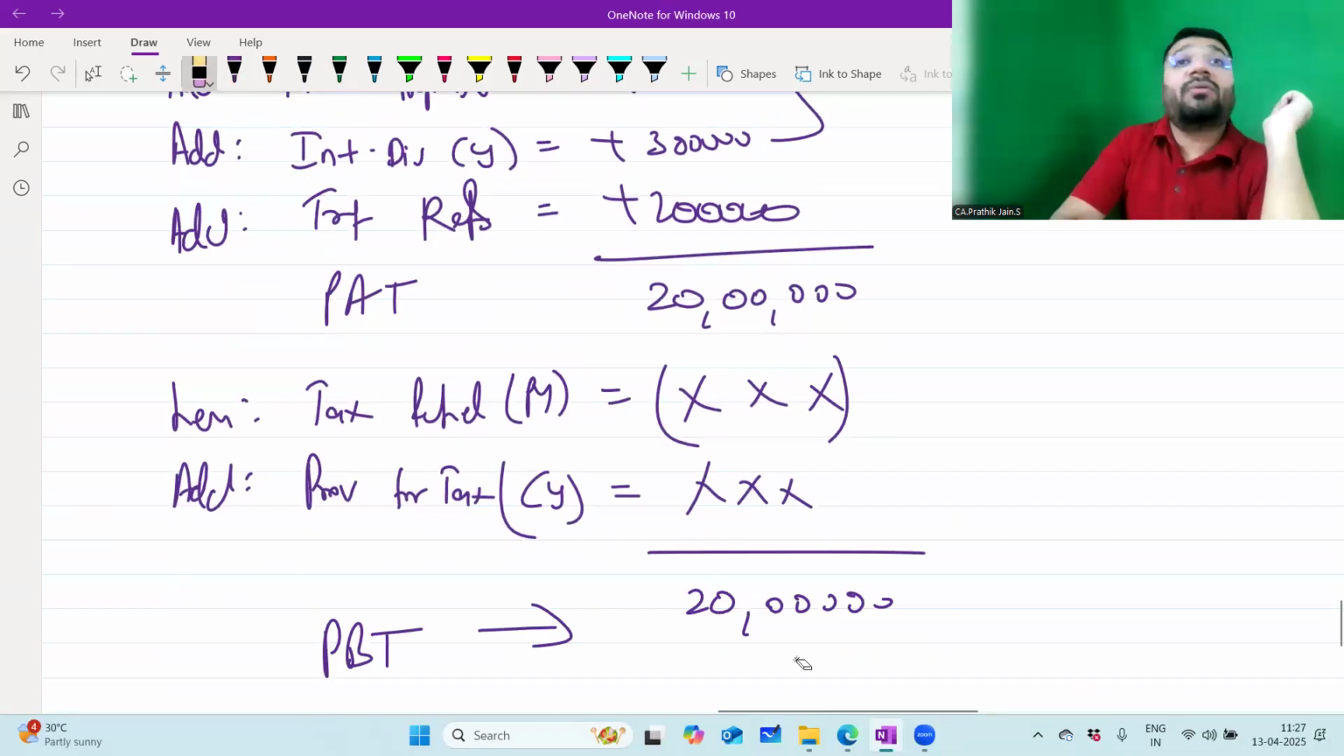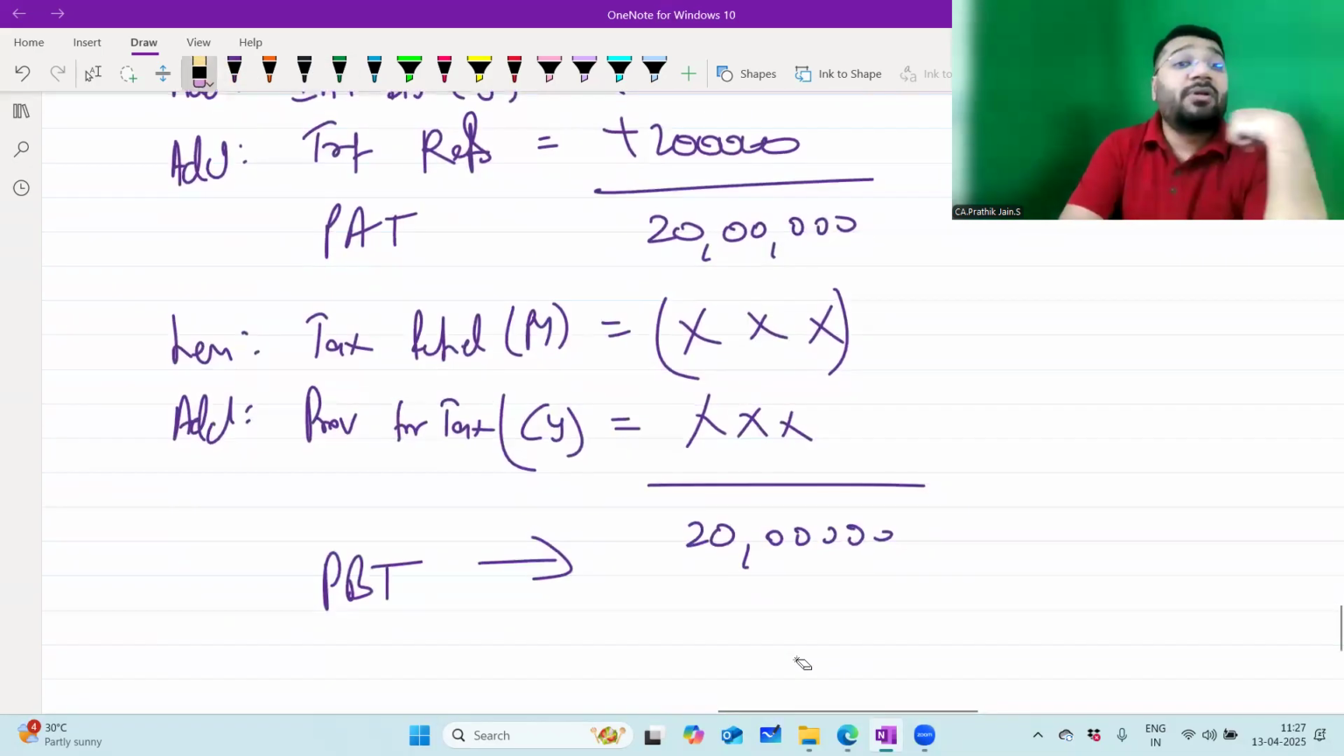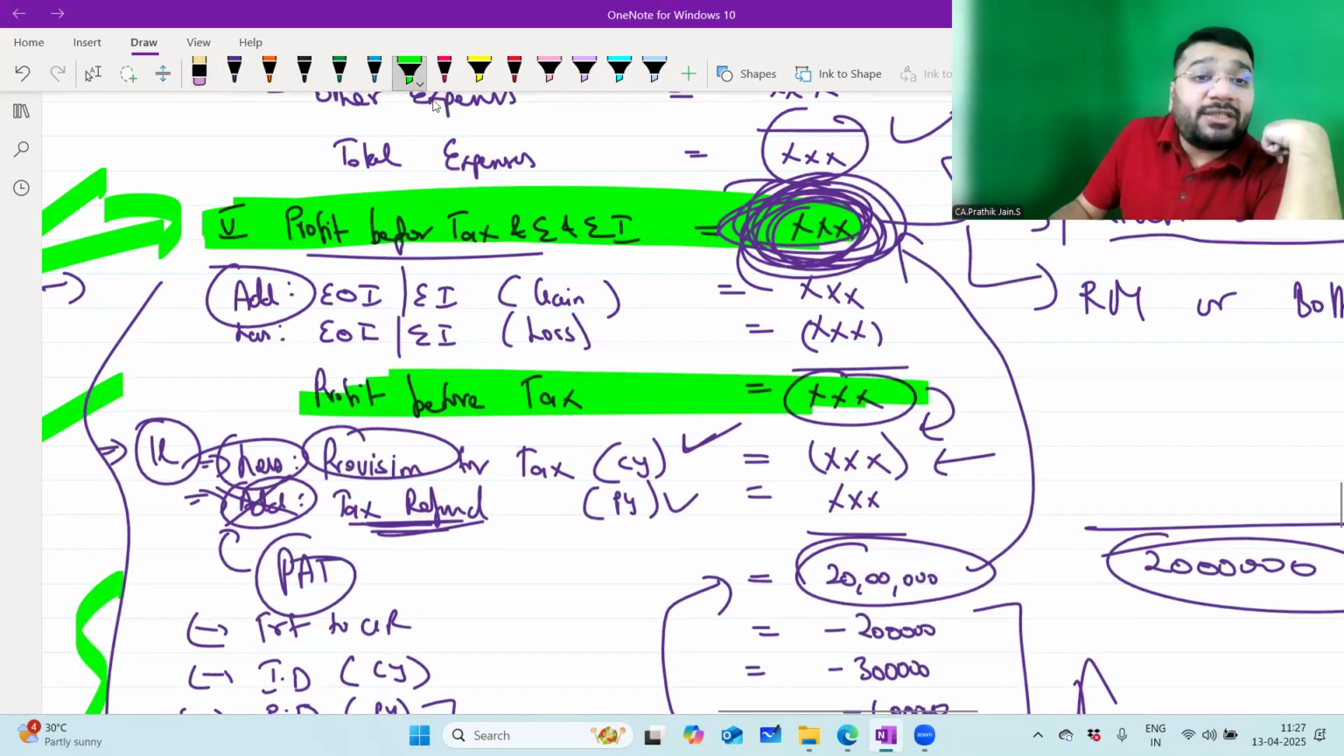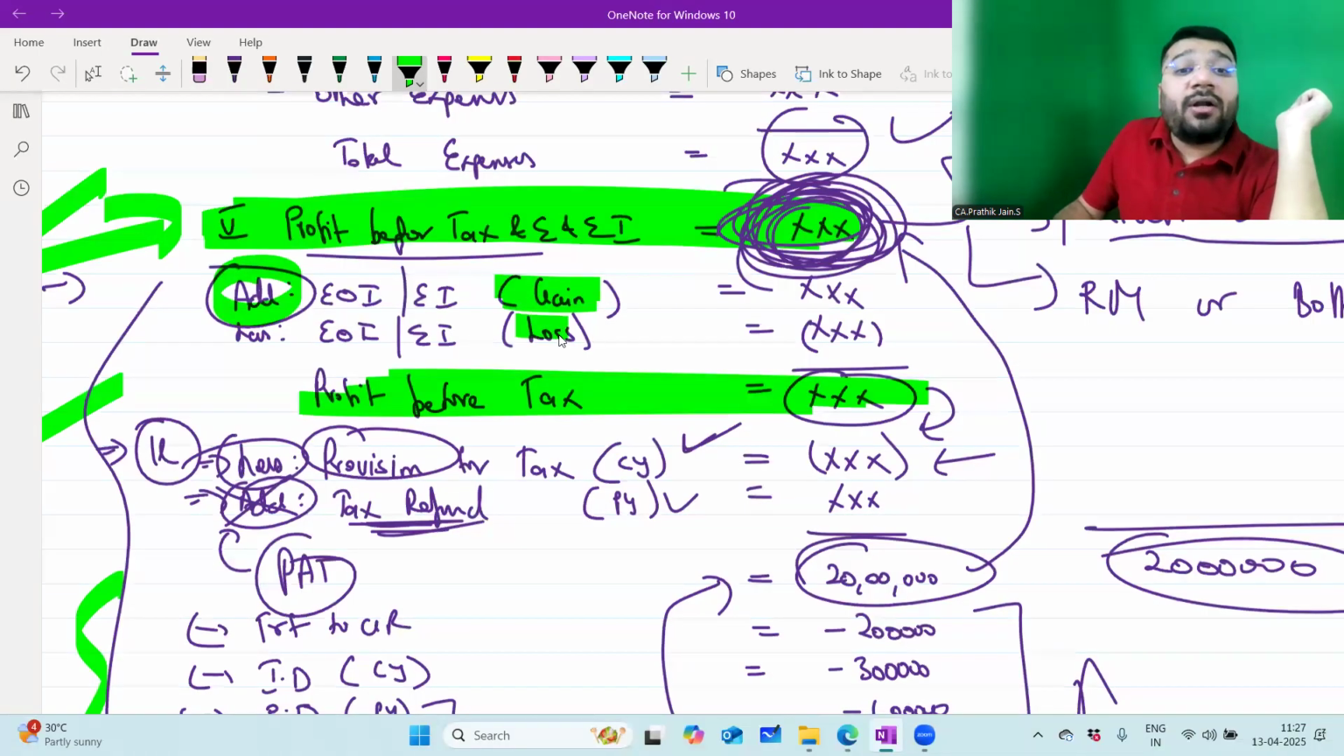No, sir. I want to even eliminate the extraordinary items. So extraordinary items, what did you do? All the extraordinary items which are gain in nature, you added. So to cancel, I have to minus it. And all the extraordinary or exceptional items which are loss in nature, you subtracted. To cancel this, I have to add.